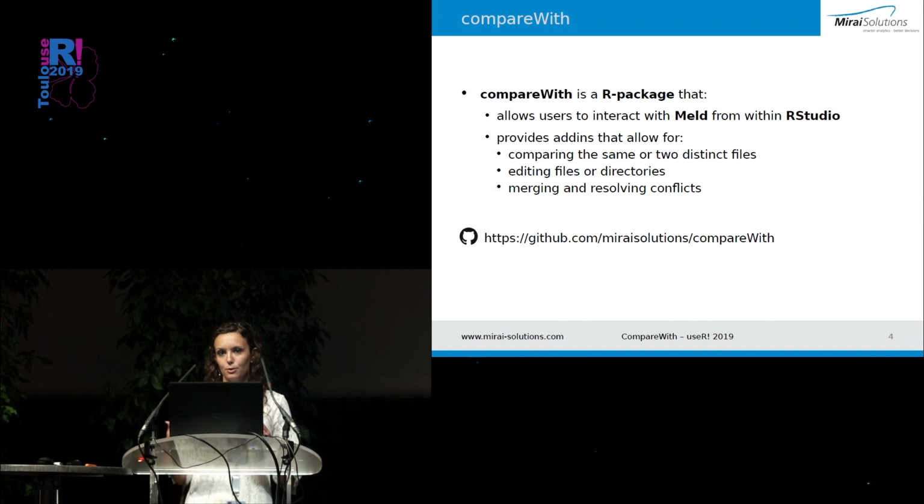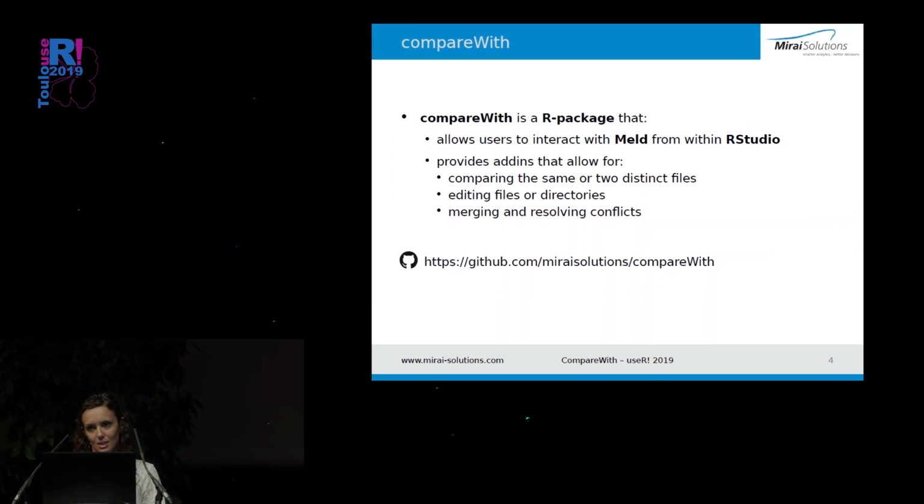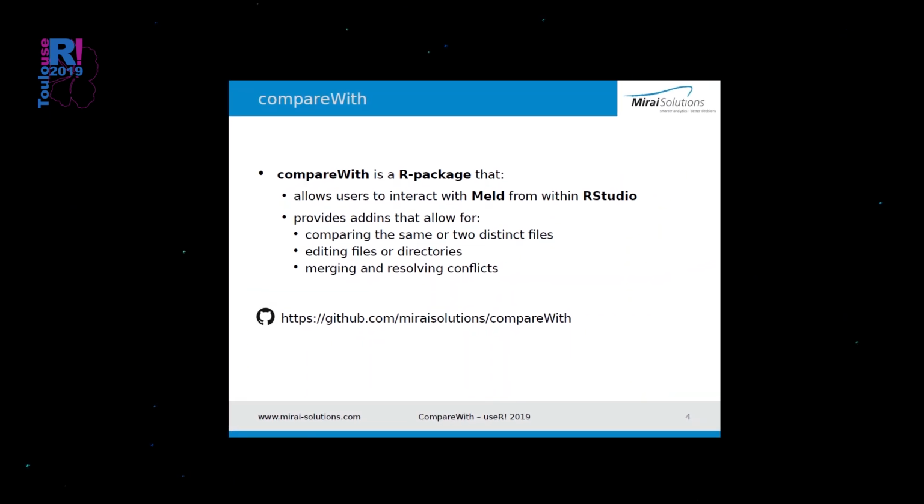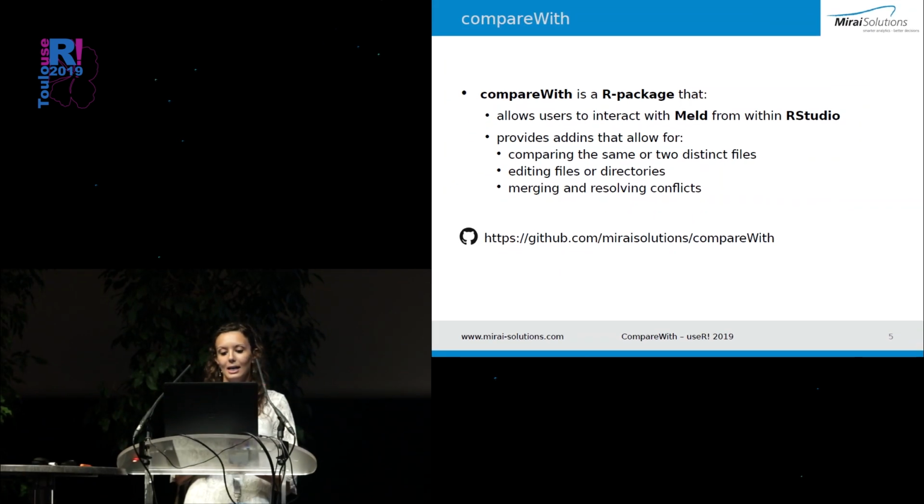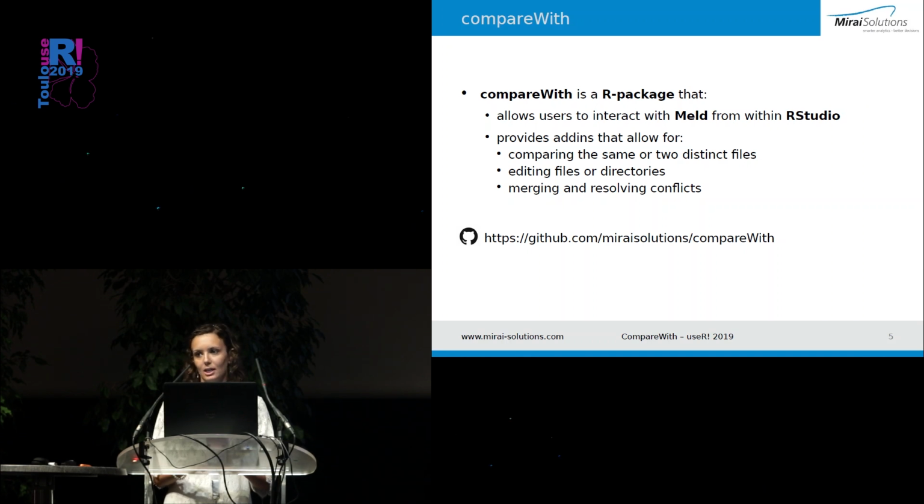And Meld is a diff viewing tool. This package provides different add-ins that can allow you to compare the same file with the repository version, or two different files, or edit a file directly in the Meld view, and particularly merge and resolve conflicts. And that's the URL to our GitHub repository, so feel free to go and check it out. I will also explain later how to install it directly from GitHub.